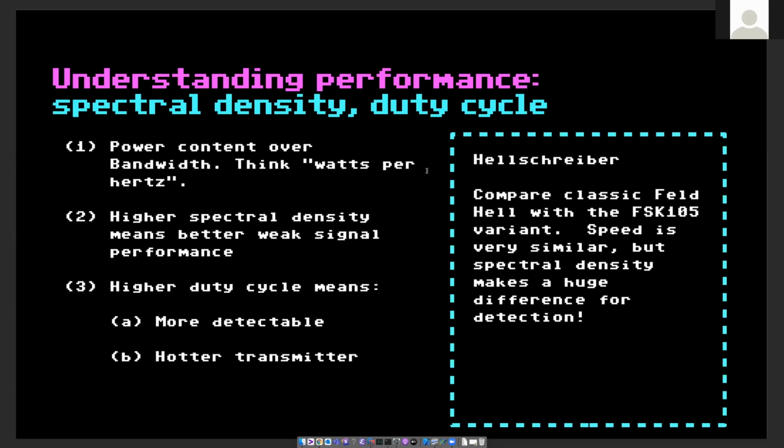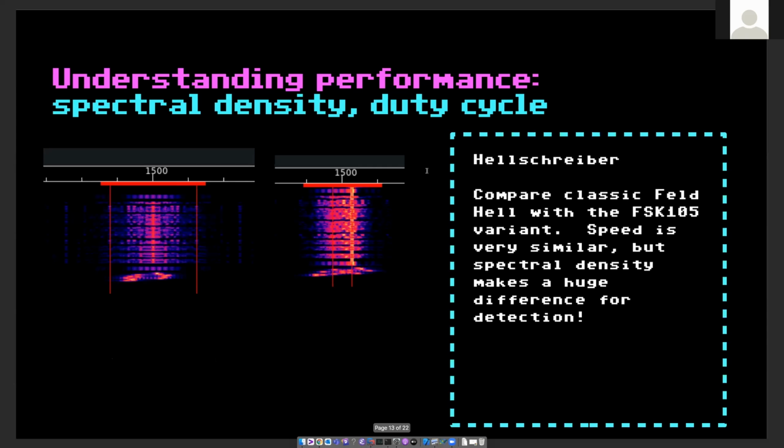For an example, I wanted to show one of my favorite modes, which is Hellschreiber. Rudolf Hell wanted journalists to be able to send articles to the newspaper over bad telephone lines and sketchy RF links back in the 1920s. And so he came up with a very fascinating solution, and some people even consider him a co-inventor of the pixel. And so Hellschreiber has been around for a long time, but the classic version of Hellschreiber you can see on the left, it's a CW mode.